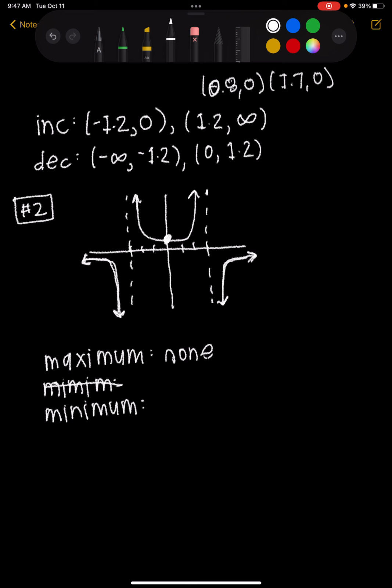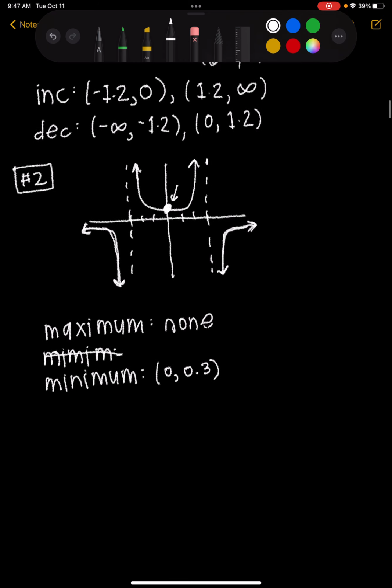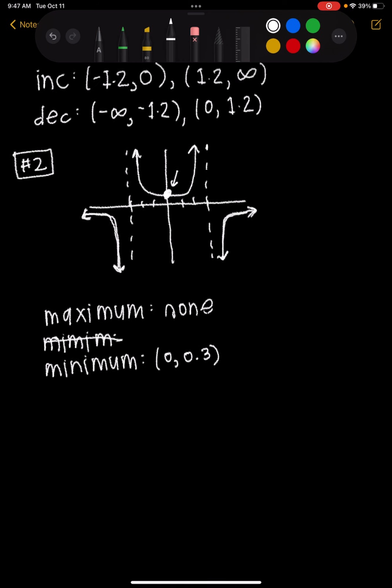So when we're talking about maximums and minimums of rational graphs, you're kind of taking them in chunks. The only minimum, even though the graphs on the left and the right are lower than the graph in the middle, we're going to consider this point right here to be the minimum because that's the only point where it kind of dips down. And that point right there looks like it might be at 0.3. So that's considered our minimum.